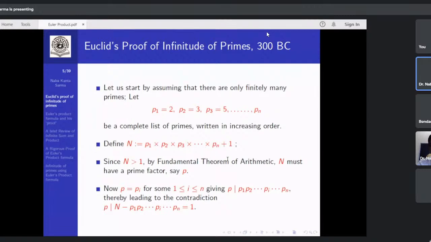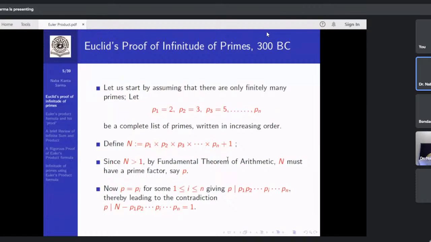But then P will divide the product P1, P2 up to Pn, because P is one of these primes. And since P divides n also, because P is a factor of n, P must also divide n minus the product. But this is 1. So no prime can ever divide 1, because 1 is not allowed to be a prime, and any prime is bigger than 1. So no prime can divide 1. This gives a contradiction to the fact that we assumed only finitely many primes are there. So this assumption must be wrong, and so there must be an infinite number of primes.